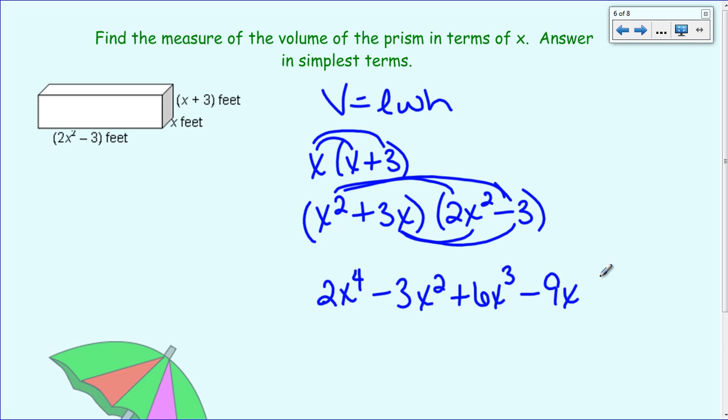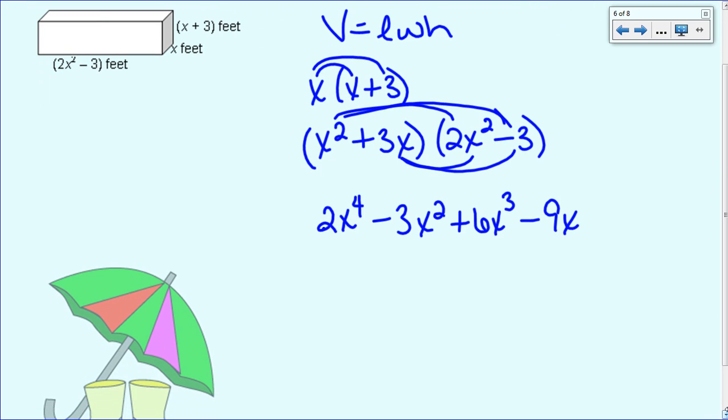Now you don't have any like terms, but standard form, standard notation for writing a polynomial, you always put them in decreasing degree by exponent. So it should go 4, 3, 2, 1 in terms of the exponent. So the 2x to the 4th comes first because that's the biggest. The 6x to the 3rd should come next because it's the next biggest exponent. Then the negative 3x squared, and then the negative 9x.